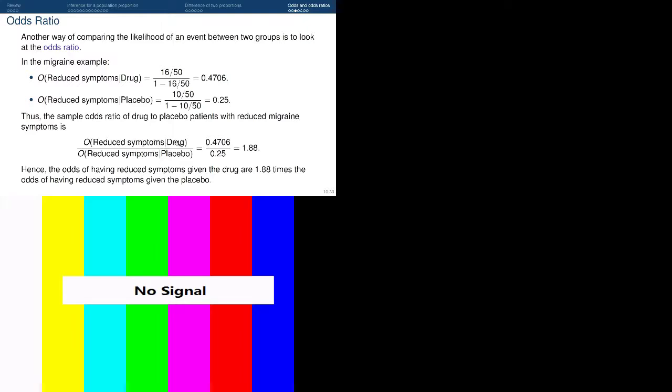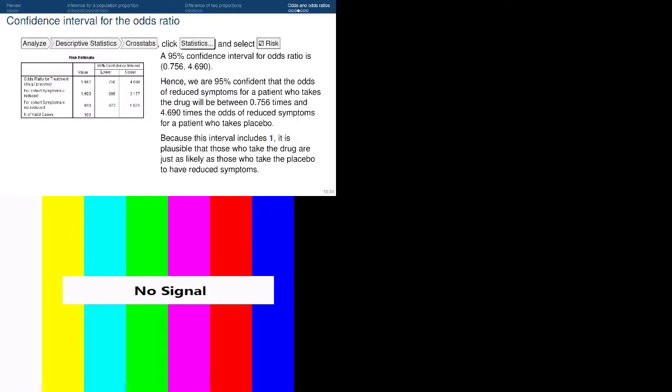Yep. So if the drug and the placebo are equally as effective, then we would expect the odds of having reduced symptoms given they took the drug to be roughly the same as the odds they had reduced symptoms given they took the placebo. If these 2 numbers are roughly the same, then calculating this, we would get a number close to 1. So an odds ratio close to 1 indicates that both things are equally as effective. That's something to keep in mind.